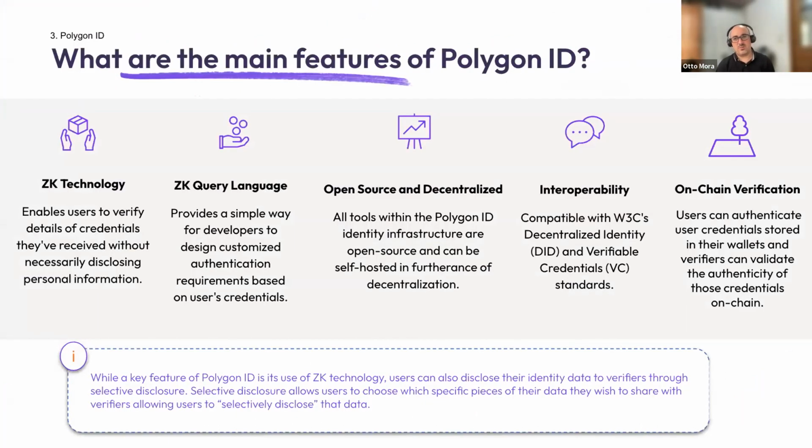Other interesting features about Polygon ID is kind of the ZK query language, as I was saying. So there's a variety of queries that verifiers can use to query the credentials that users have in their wallet. Is a value above or below a certain value? Is it in a range, right? Or is it part of something or not part of that group? So that's one of the key things. Having said that, however, we do enable the ability to do full disclosure of data, right? What we call selective disclosure.